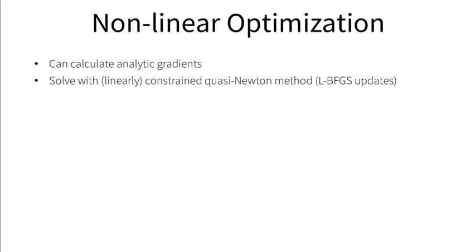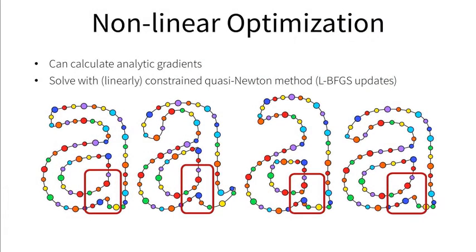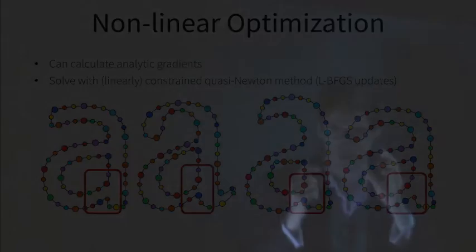And then we can just optimize all of that with nonlinear optimization. So all of those equations you can create analytic derivatives for them. And we solve with the linearly constrained quasi-Newton method, so using LBFGS updates. And if you do that, it doesn't quite work. And the reason it doesn't quite work is because of the monotonicity constraint.